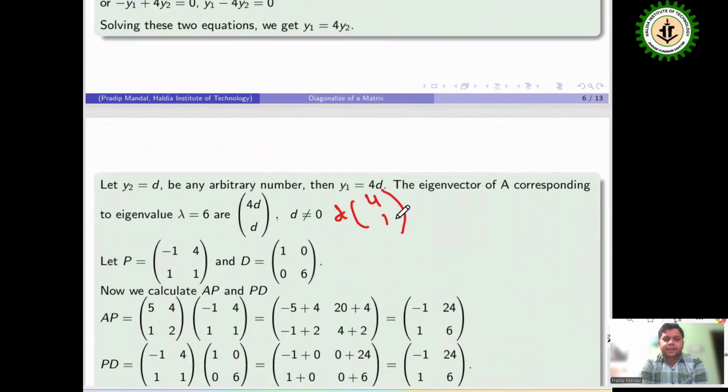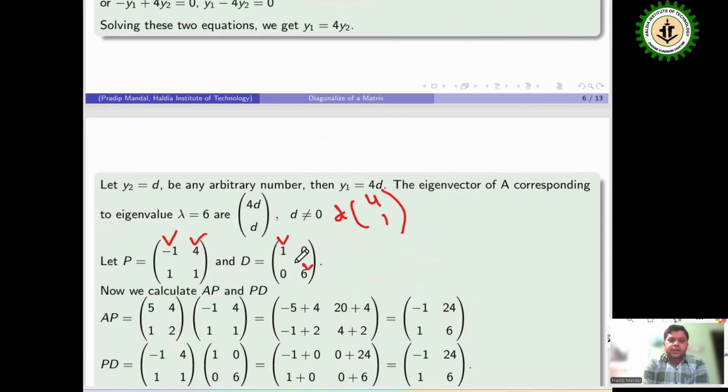Now we take P and D. For P, first we take the eigenvectors as columns. The eigenvector (minus 1, 1) corresponds to eigenvalue 1, so we write it down as the first column. And for the second part, taking d equals 1, the eigenvector corresponding to 6 is (4, 1). Then we put (4, 1) in the second column. And 1 and 6 we write down as the diagonal elements, and the other non-diagonal elements are 0.